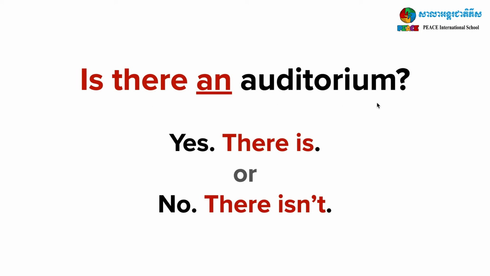Why? Because there's only one. So we can answer the question, is there an auditorium? Positive? Yes, there is. Or we can answer the negative. No, there isn't. Is there an auditorium at Peace International School? Yes, there is. The large room in the middle of the classroom building.